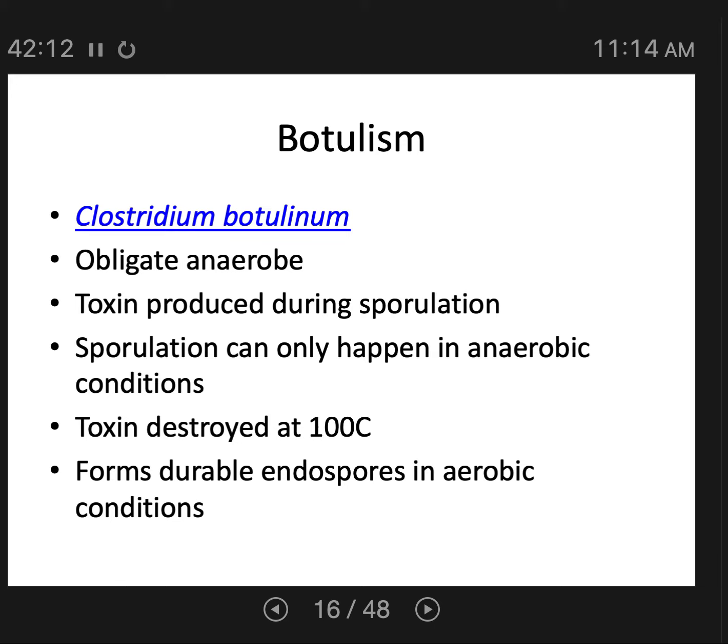Okay. Now, the toxin is destroyed at boiling point, so all you have to do to prevent that from happening is just, when you open a can, just boil it. This is very, very rare anyway, but if you're worried about it, just boil it, it'll be fine. Because the toxin is destroyed and the endospores can't really germinate in your gut if you're just a healthy adult. Right?